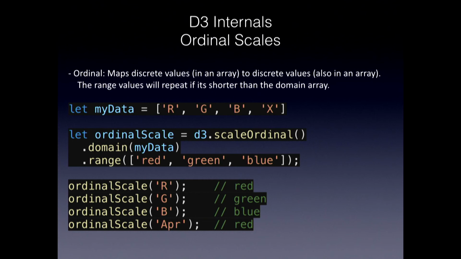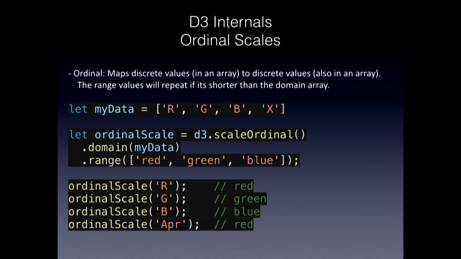As it says there, it maps discrete values in an array to discrete values in an array. And the ranges will repeat if you've got more values. So in this example, we're saying we want to have an ordinal scale. We want to have the domain of my data. So a domain is the values in your data. So when you see domain and range, domain is your business values, your actual data you're after, and the range is what typically will be rendered or shown on the screen.